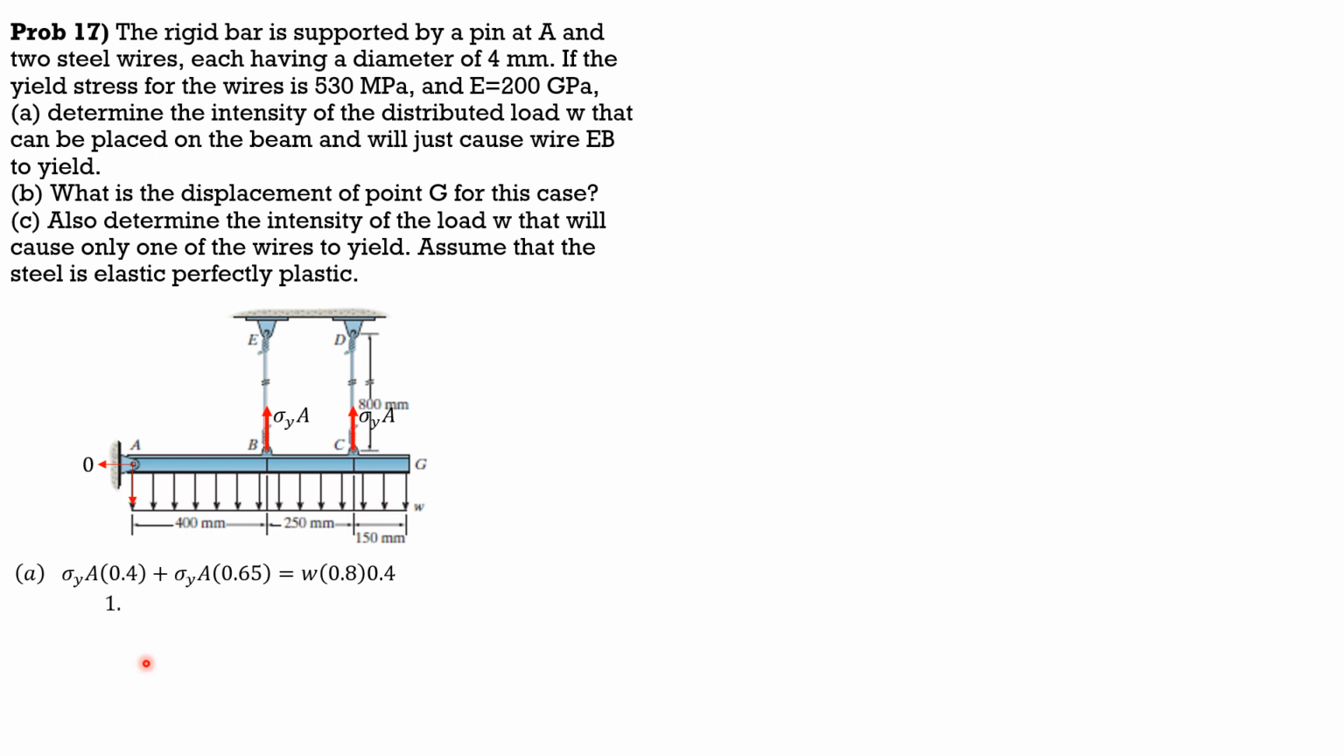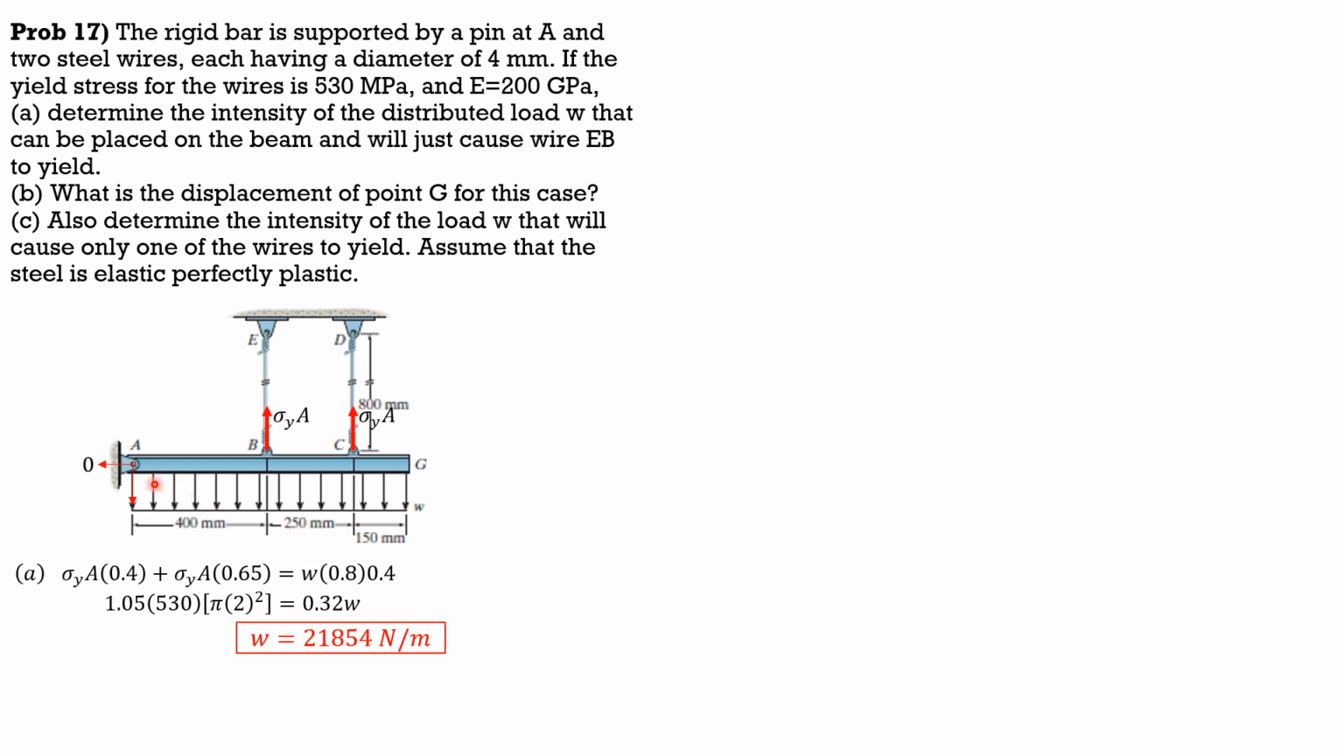So 1.05 times 530, area is pi over 4 times 2 squared, to convert that to newtons equals 0.32 W. So W in newtons per meter is equal to 21,854 newtons per meter. For part B, what is the displacement of point G?